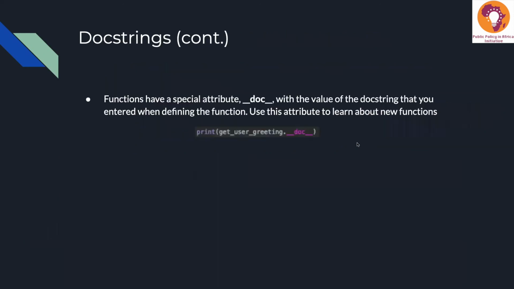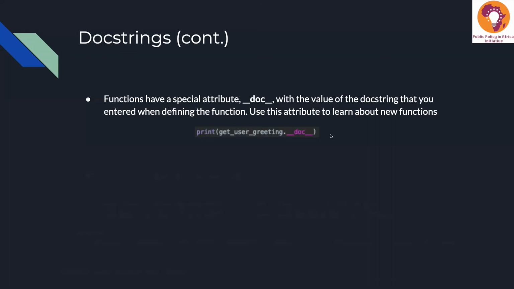Awesome. All right, so doc strings continued. So functions all have a special attribute, and this is a double underscore. So underscore underscore doc underscore underscore with the value of the doc string that you entered when defining the function. Use this attribute to learn about new functions. So here I have print get user greeting dot, and I'm using the dot notation to retrieve this attribute of that function. And this is underscore underscore. So two underscores here. I know it looks like one long underscore. There are two underscores there. Underscore underscore doc underscore underscore.